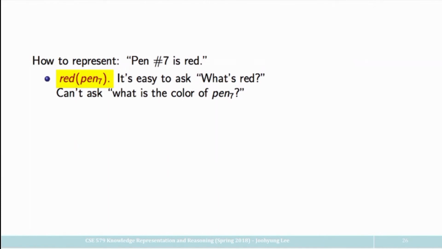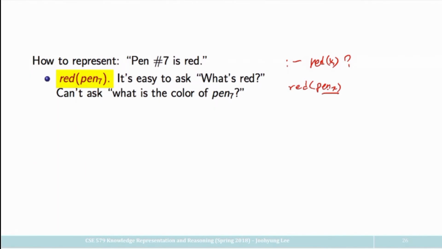Now it's easy to ask what is red. Say in a QA system, you can say red of X. This is called a conjunctive query. You want to bind X with the instance. If you ask this query, the system will answer red and pen 7. You see this X is now bound to pen 7, that's the answer.